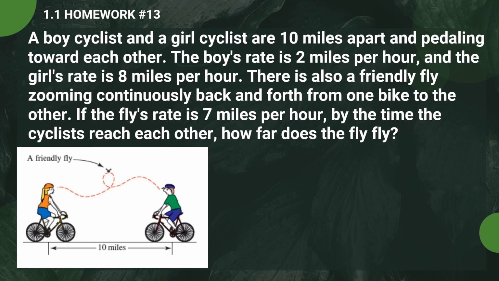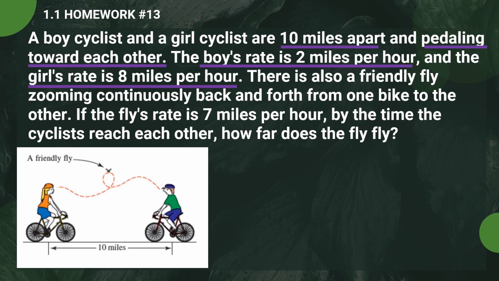So, all right. So you have this picture given to you, thank goodness, of what's going on here. Let's underline a few things. They are 10 miles apart. They are going towards each other. Okay, that's important that they are pedaling towards each other. We have the boy going 2 miles per hour and the girl is 8 miles per hour.